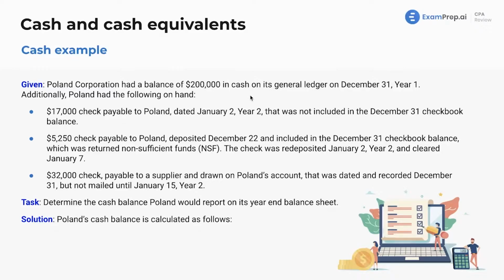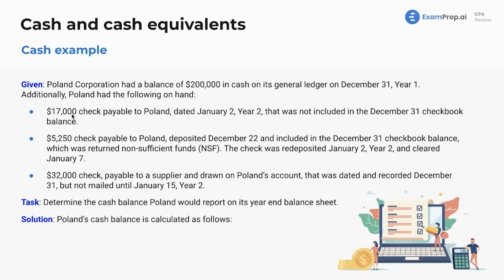on its general ledger on December 31st, year one. Additionally, Poland had a few other items on hand, which we will go through here. And what is the cash balance that we would report on the year-end balance sheet? All right, so essentially, are these items adjusting items? Do they adjust what we should see on our cash balance? Now let's kind of think it through, and starting with our 200,000, do we add, subtract, or ignore this amount?